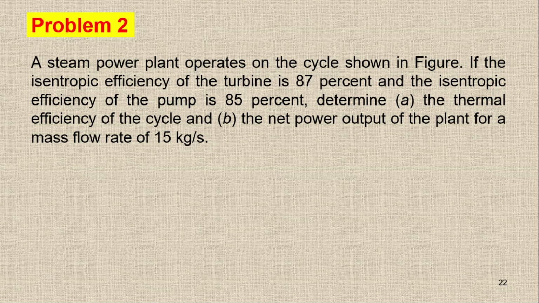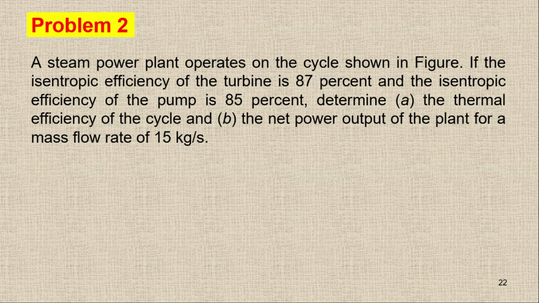We will find the ideal work in the question, but we have to find the actual work to find the actual thermal efficiency of the cycle. And then we have to find the net power output of the plant for the mass flow rate of 15 kilograms per second. So first we have to find the efficiency, and then we have to find the net power output in terms of kilojoules or kilowatts, because the mass flow rate is already given.